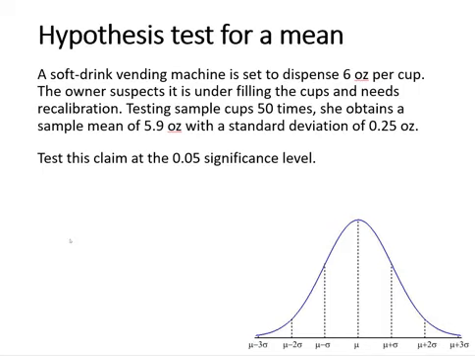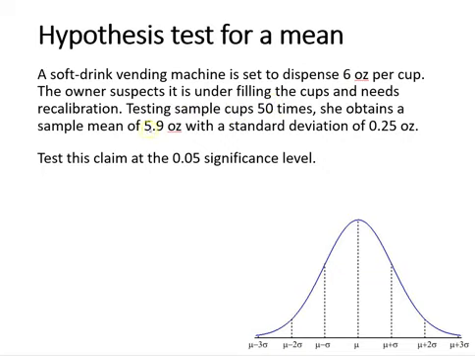In this example, we're going to look at a hypothesis test for a mean using a z-test based on a standard normal distribution. So we've got a soft drink vending machine that is supposed to be dispensing 6 ounces per cup, but we have a suspicion that it is underfilling. So we take a sample of 50 cups.